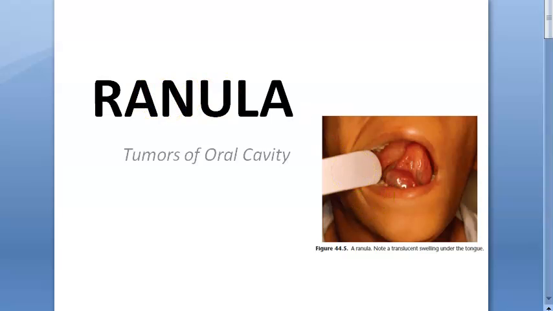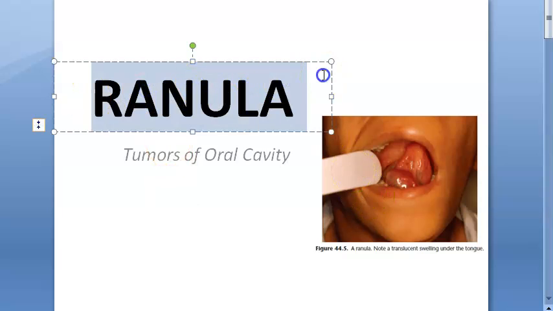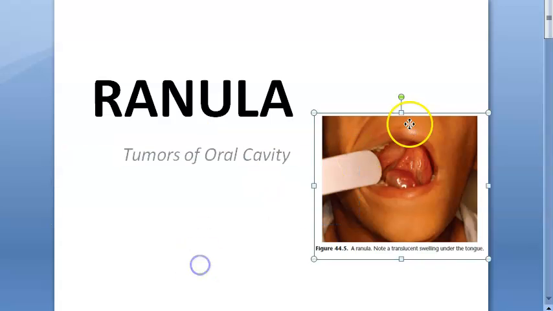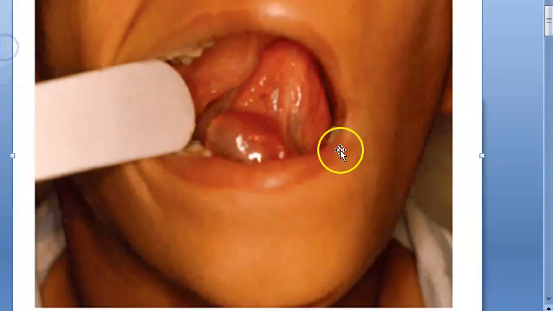Hello people, in this video we want to look at ranula. Basically in tumors of oral cavity, in the benign lesions, you get this ranula. You can see here below the floor of the mouth, right? You have this mass on one side and it is pushing the tongue up, right?